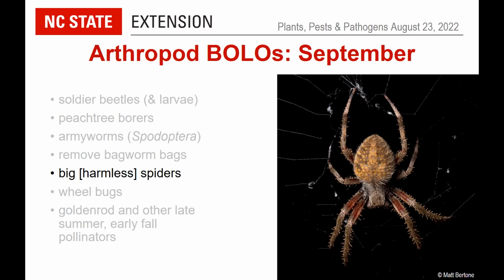They're going to be mating. They're going to be feeding on lots of big prey. But note that they're basically harmless and blind and make beautiful webs. So even though they're scary, they should be of no concern.